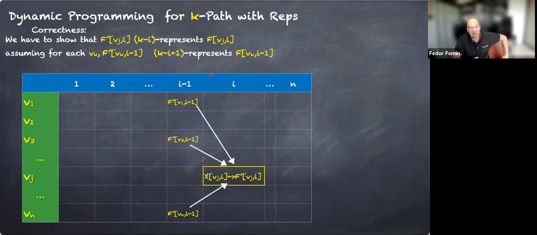So this is what we have to show, by assuming the induction assumption that the set F'(v_k, i minus 1), of size k minus i plus 1, represents the set F(v_k). The induction assumption definitely works for the case i equal to 1, because every vertex represents itself, so all sets are of size 1, and we keep all of them.